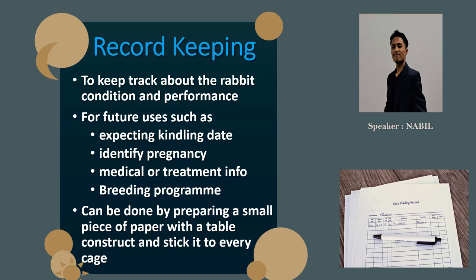It is also important for future use, such as weaning, kindling date, identifying pregnancy, medical or treatment info, and breeding program. Record keeping can be done by preparing a small piece of paper with a table constructed, and it can be stuck to every cage of the rabbit, and it is easy for the barn keeper to keep updated and know the condition of their own rabbit.